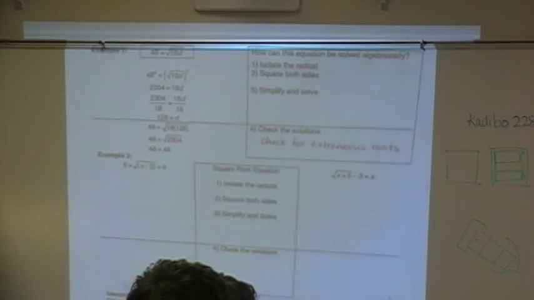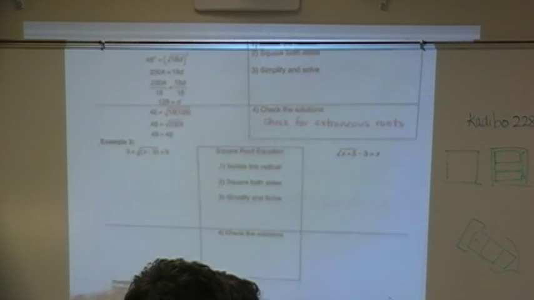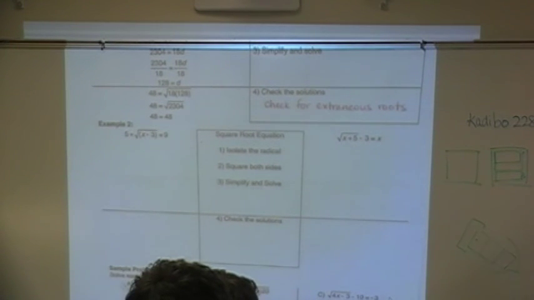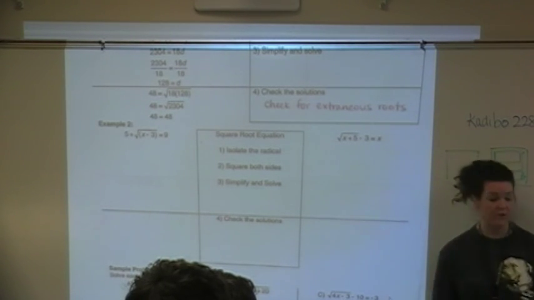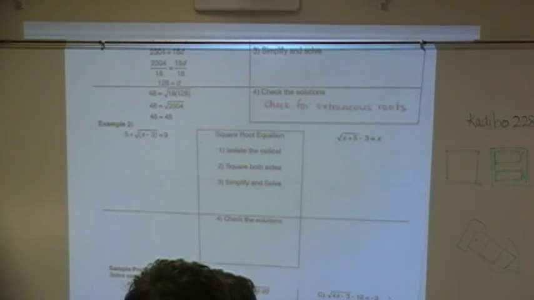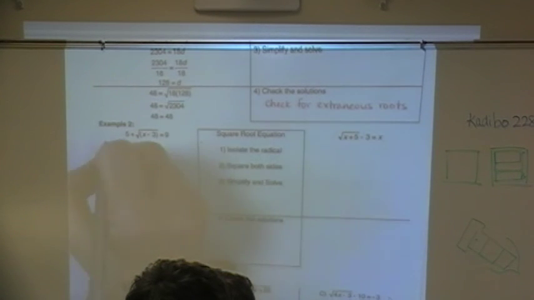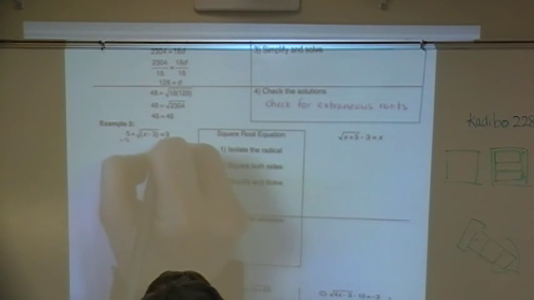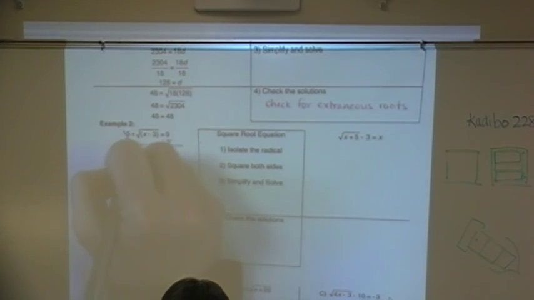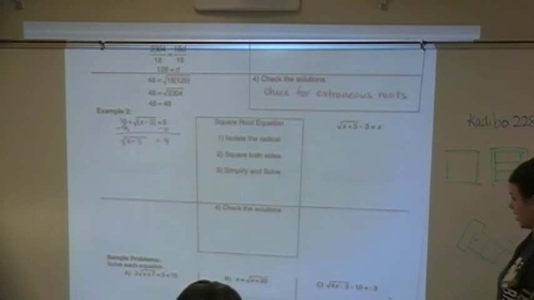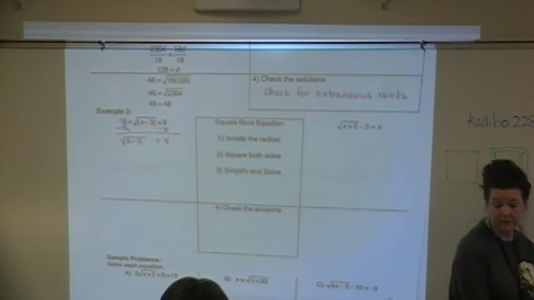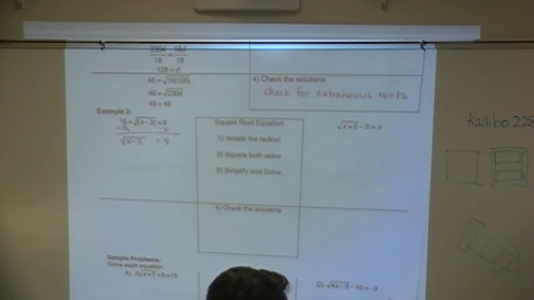So, first thing you've got to do is isolate the radical. So we're doing example number 2. I have to isolate the radical, get the house, everything outside of the house has to be on the other side. So I've got to get rid of that 5. How should I do that? Minus 5. So now I have the square root of x minus 3 equals 4. I am now isolated. Everything that's over there now is all inside the house.